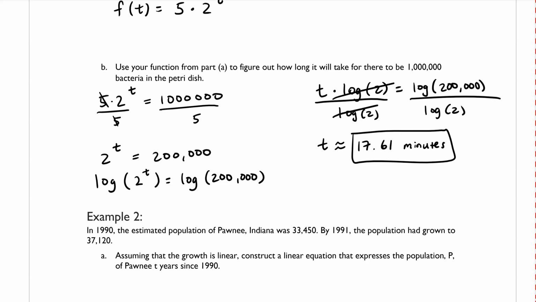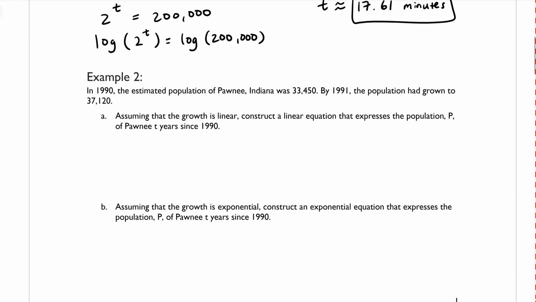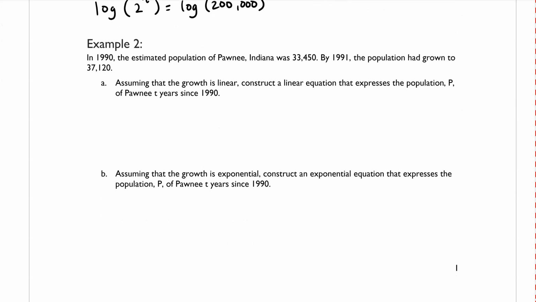Okay, example 2 says in 1990, the estimated population of Pawnee, Indiana was 33,450. By 1991, the population had grown to 37,120. Assuming that the growth is linear, construct a linear equation that expresses the population P of Pawnee t years since 1990. If I were to create an input-output table where the input was the years since 1990, and the output was the population.